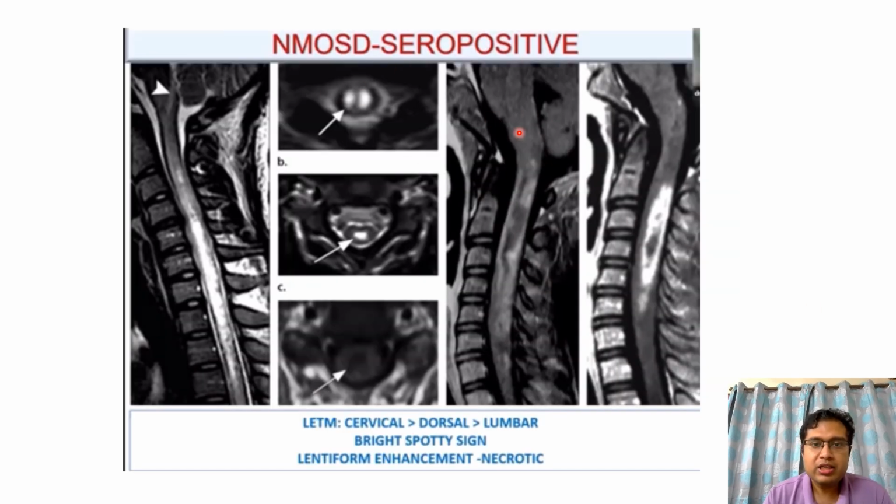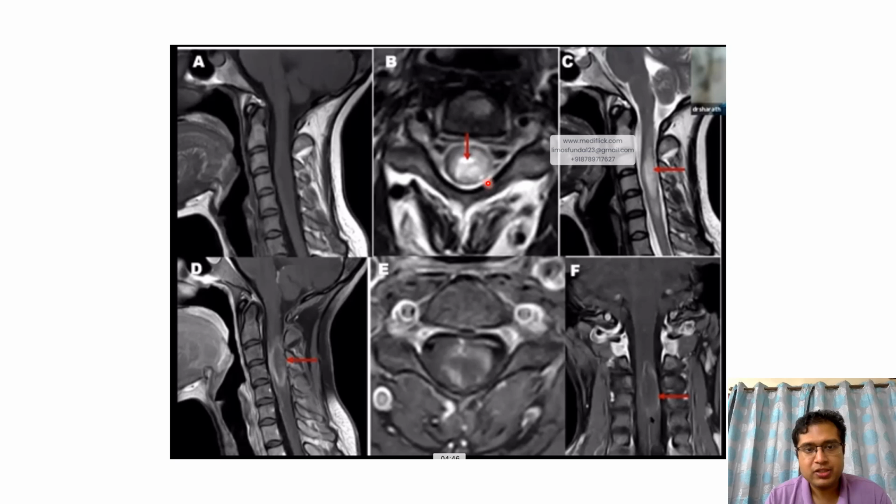So this is NMOSD positive, where we can see this bright spotty sign and a lentiform enhancement and a longitudinally extensive transverse myelitis. It typically involves cervical and dorsal cord as compared to the lumbar cord. Bright spotty sign, lentiform enhancement, longitudinally extensive.